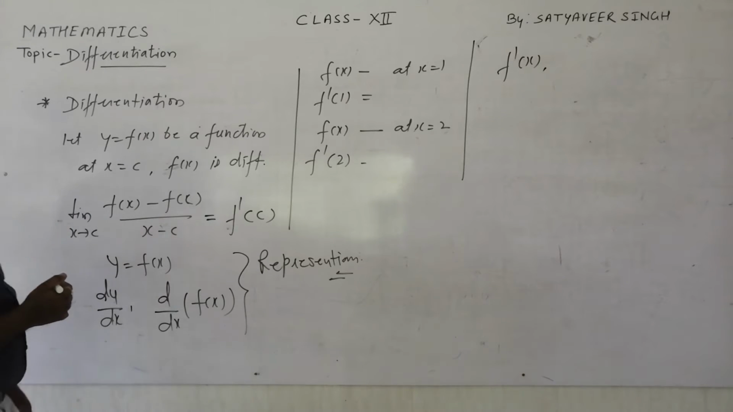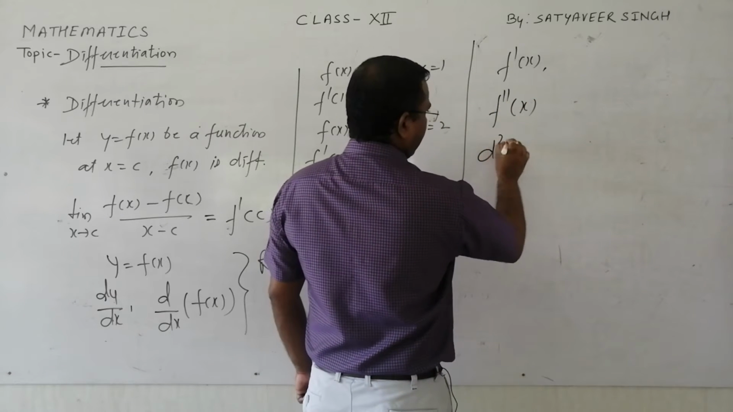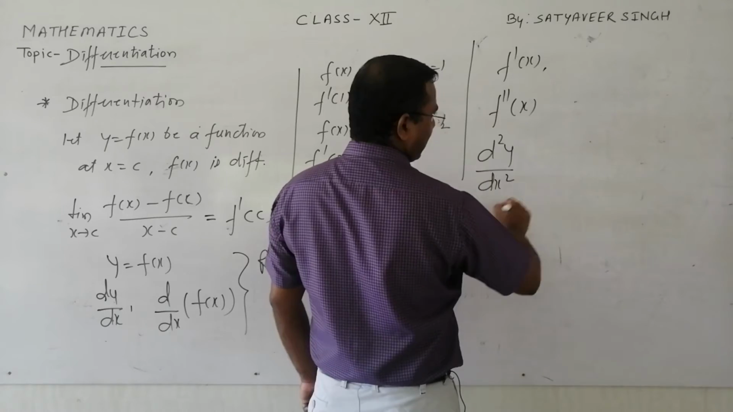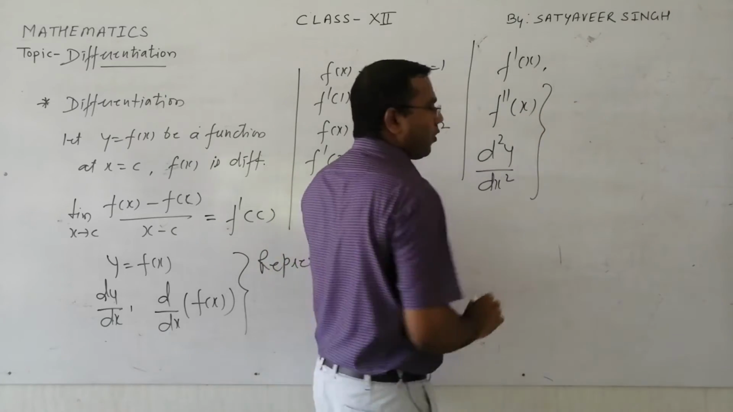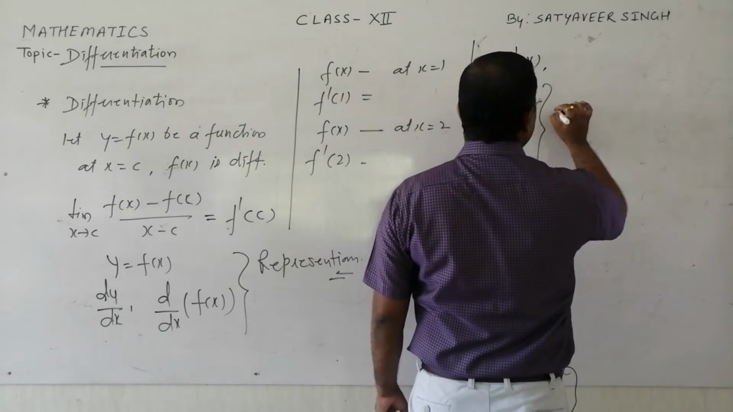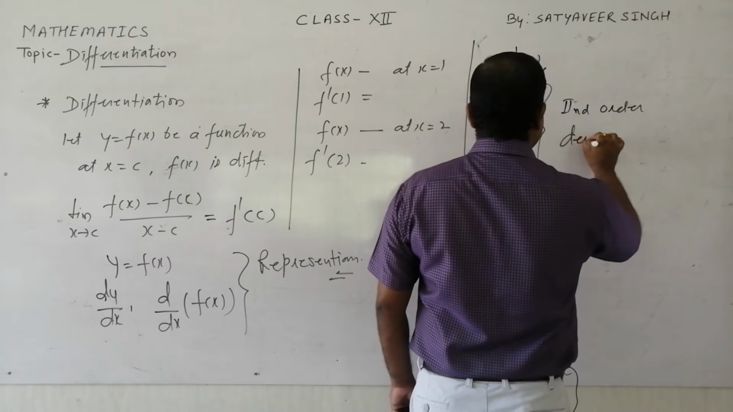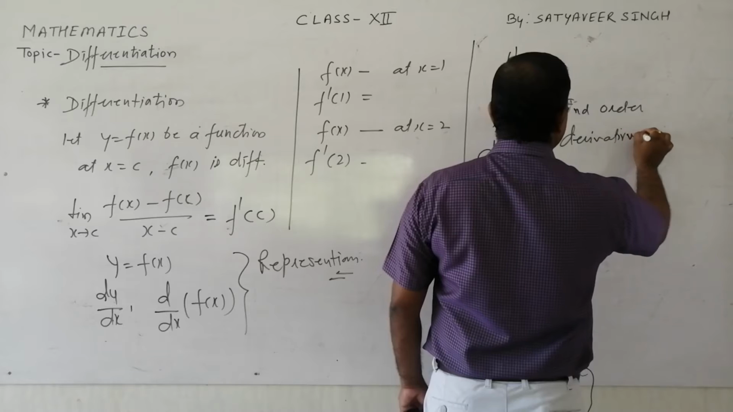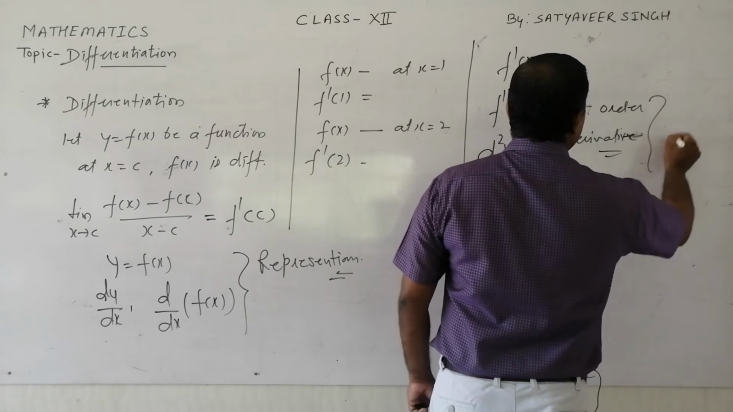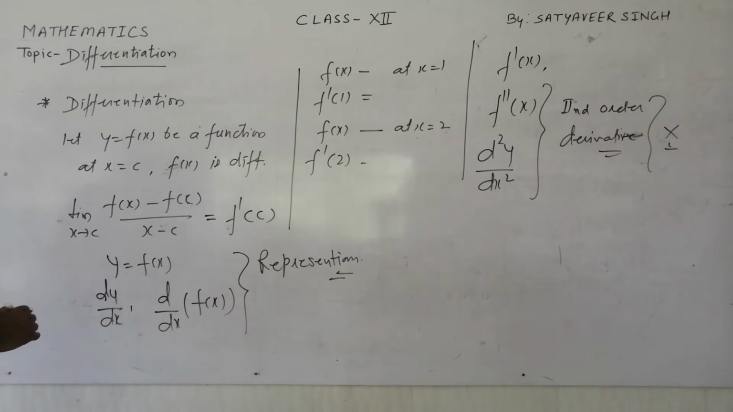These are generally the terms we use in this chapter for one time differentiation. If you differentiate two times, then it is f double dash x, this is d2y upon dx square. This is called the second order derivative, which we will discuss later on, not now. First of all we are bothered about the first order derivative, that means we will find f dash x only. So let us see how the topic goes.